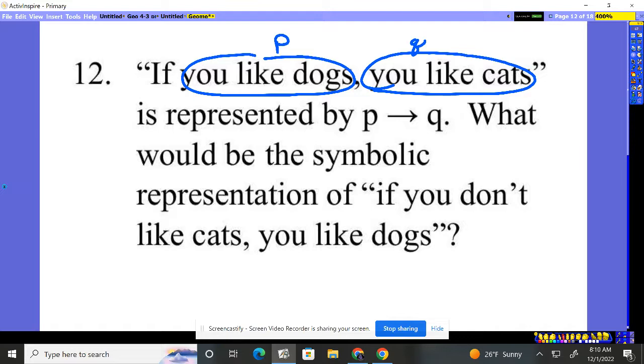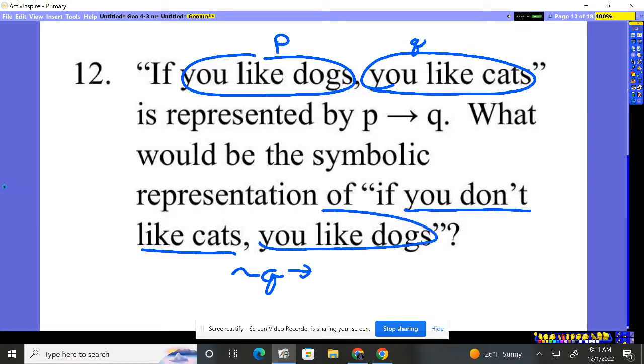What would be the symbolic representation of if you don't like cats? Well, cats is being represented by Q. Instead of you like cats, we want to say you don't. So we'd have to say negate Q would imply, it says then here, you like dogs. That's represented by this P, which says you like dogs. So I don't have to negate it. I just leave it. So for number 12, it's simply the negated Q implies P.